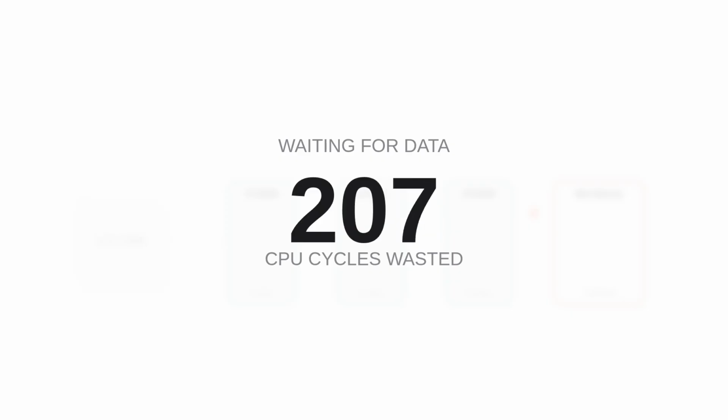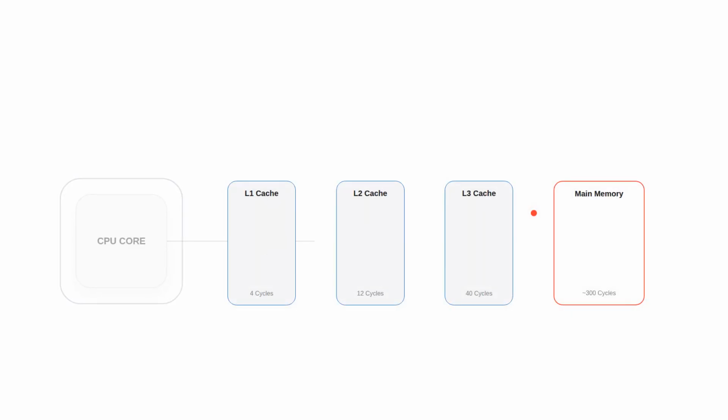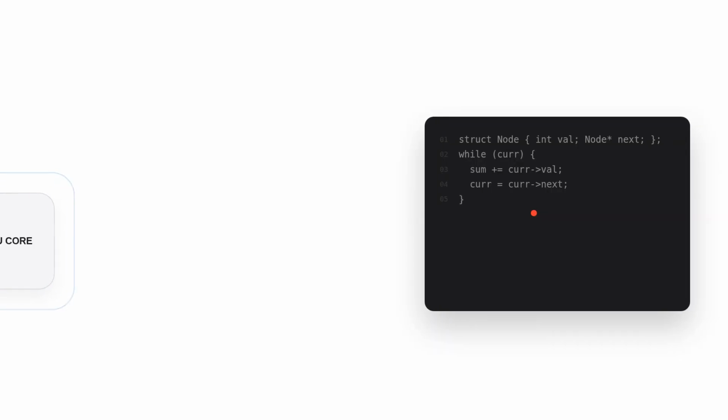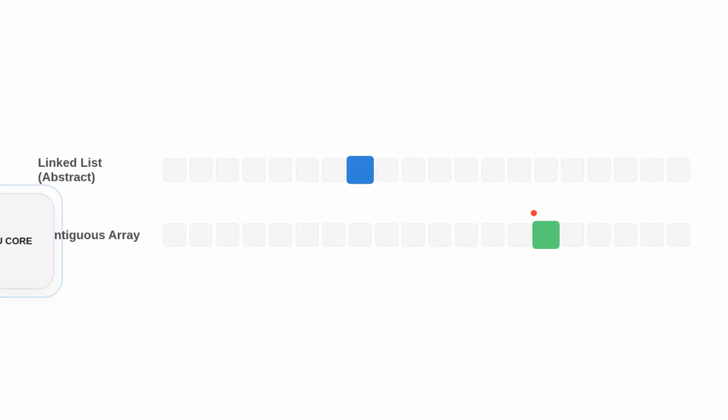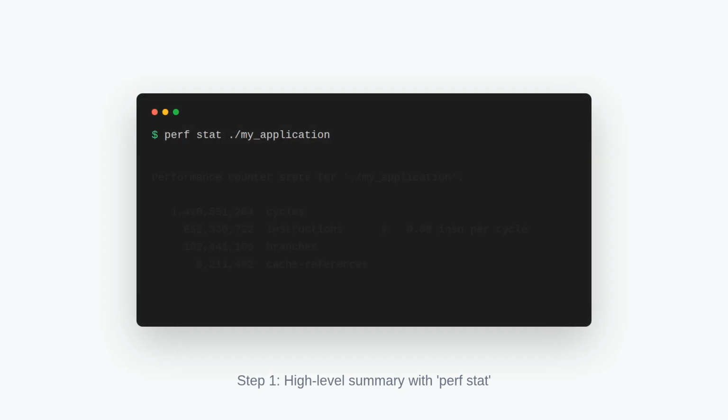By auditing our code with tools like Valgrind's Cachegrind, we can map specific lines of high-level code to these physical hardware failures. We stop asking, is this algorithm fast? And start asking, is this data layout cache-friendly? This subtle shift in perspective changes the way you write every line of code, moving from abstract logic to mechanical sympathy. Establishing the ground truth requires a specific methodology.